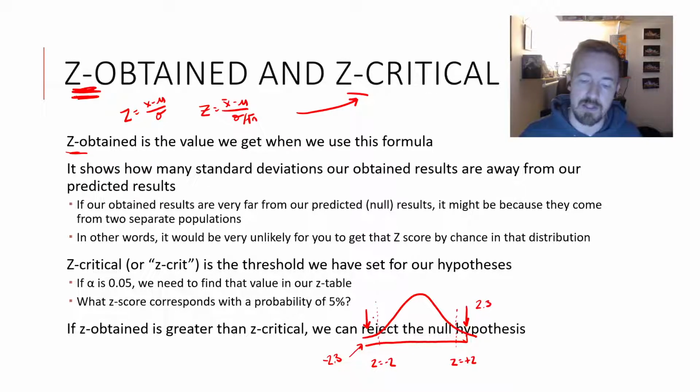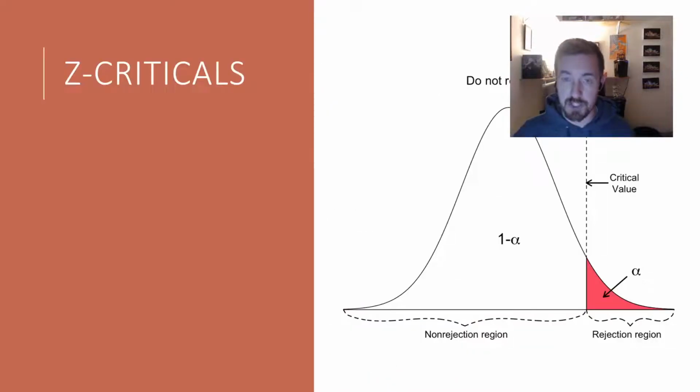So that's why we're getting these criticals. The z-critical is going to let you know where that threshold is, so that if you cross it, then you can make a decision about your data. So here is an example of what's called a one-tailed rejection region.